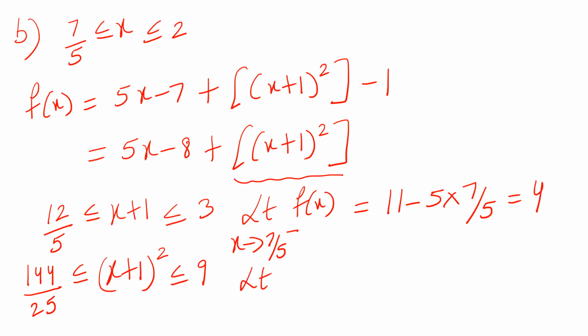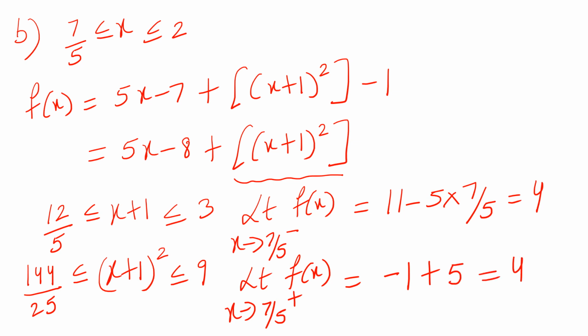And similarly, the right hand limit at x = 7/5 is equal to 5 × 7/5 - 8, which is -1 + 5. And this is again 4. And finally, the value of the function at 7/5 is also equal to -1 + 5, which is equal to 4. Now, since all the three are equal, so I can say that f(x) is continuous at x = 7/5, right?